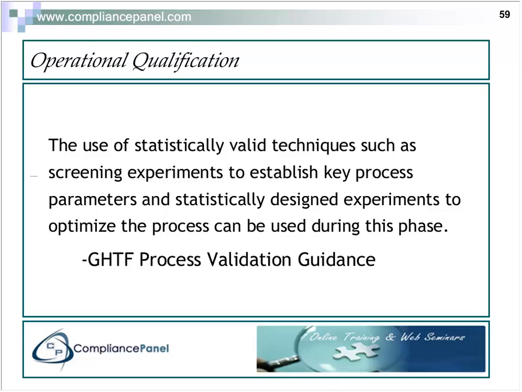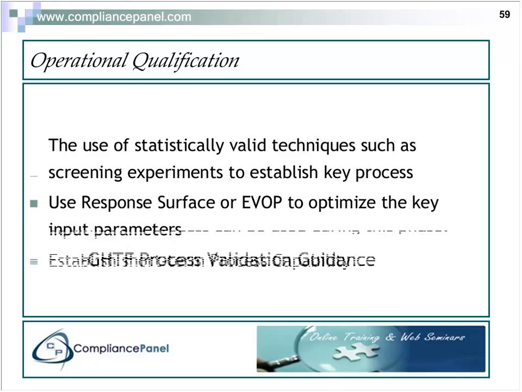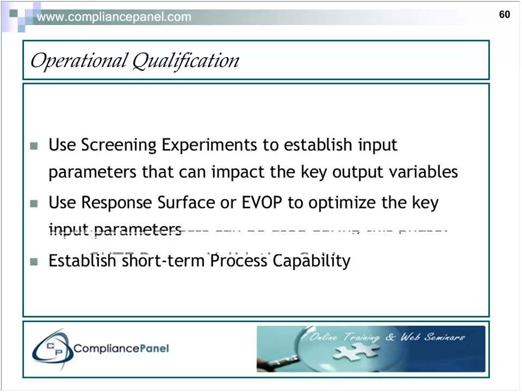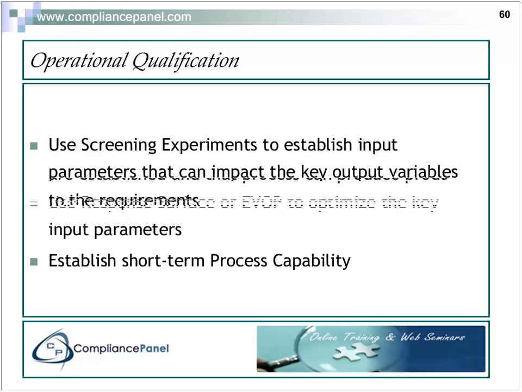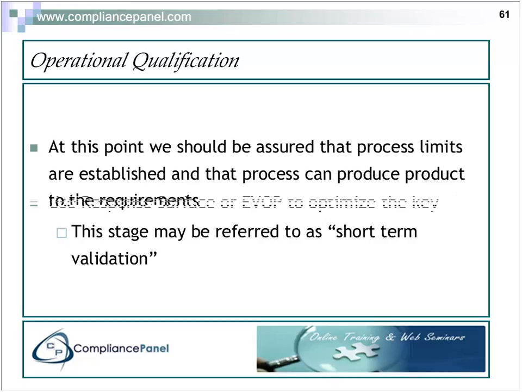Statistically valid techniques can be used during this phase. And again, this is a quote out of the GHTF process validation guidance. Okay, we're going to use screening experiments as I described earlier, response surfaces I described earlier to optimize, and we're going to establish short-term process capability. And so now we know the process can produce product to the requirements. So we have completed our short-term validation.